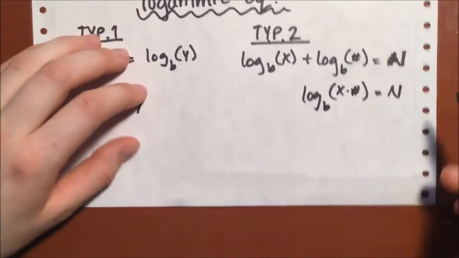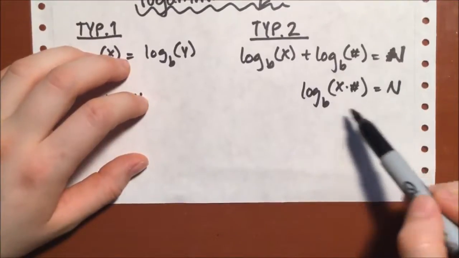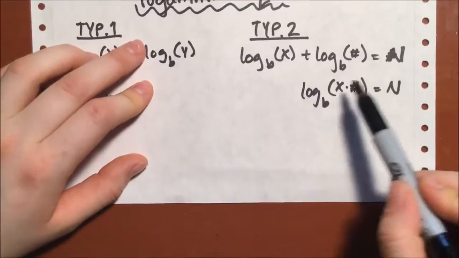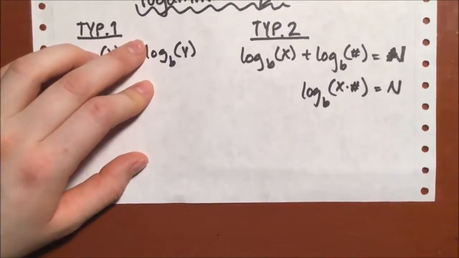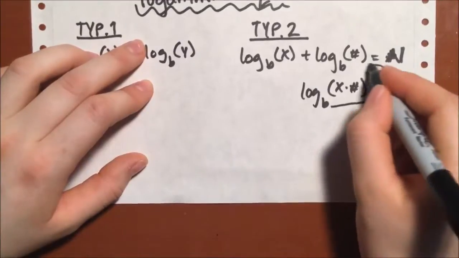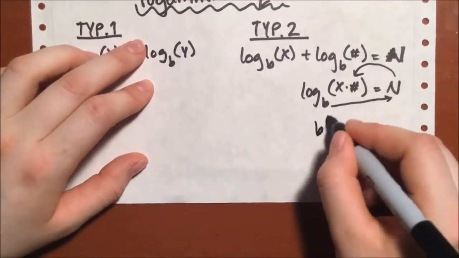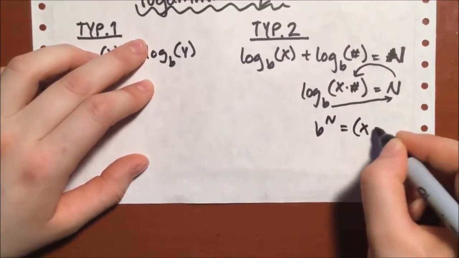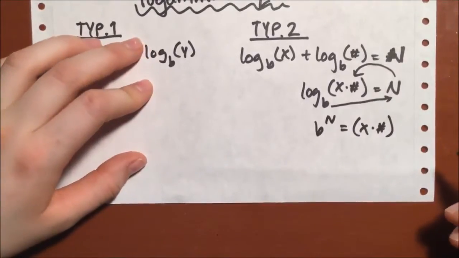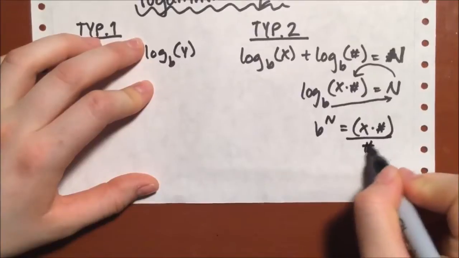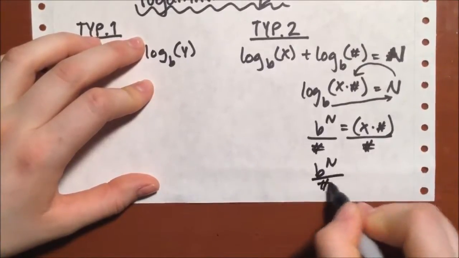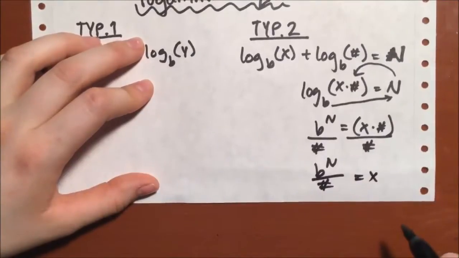Now, what we do when we get it into this is we'll change it to exponential form. Okay, so once you have your log equal to your number, you change it to exponential form. Your base raised to the answer will give you the argument. B to the n equals x times the number. And after that, you solve for your variable. You can divide by whatever's hanging out with the x. And whatever all this is over here will give you your answer.